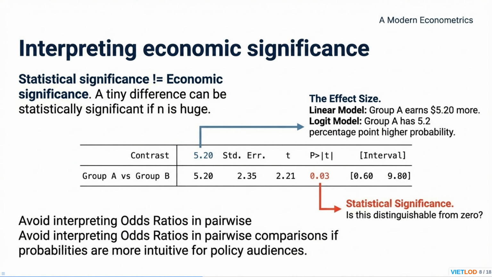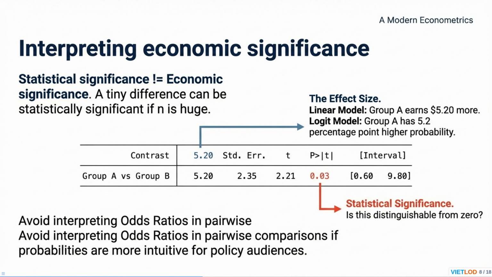It is vital to distinguish between statistical significance and economic significance. A tiny difference can be statistically significant if the sample size n is very large, but it might not matter for policy. Always look at the effect size. In our table, the contrast of 5.20 represents our effect size.